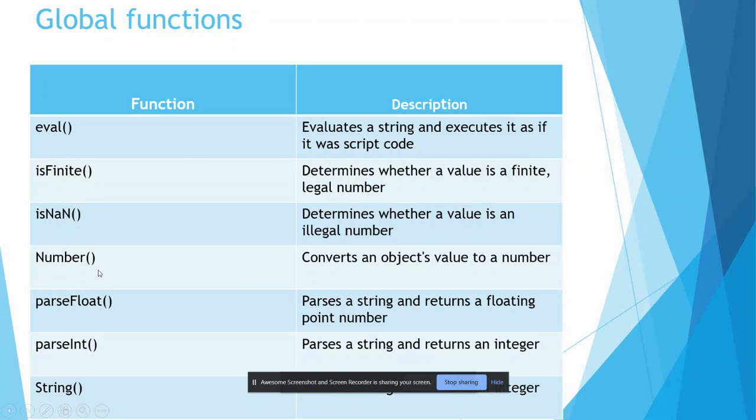Next, the Number function is used to convert an object into a number, and the String function is used to convert an integer into a string. parseFloat and parseInt, both functions are used to parse a string and return a floating point number or an integer number respectively.